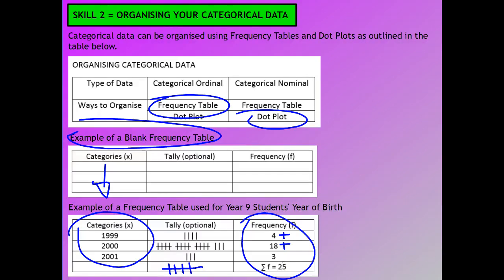It's important to check this number 25. If there were 25 students that did your survey, then you know you've got everyone's results in there. But if there were 26 people in your class who did the survey and you've only got 25 down the bottom there as your total frequency, then you might know that you've left someone off or you've overlooked one of the scores. Another point to look at is that I've got optional written there next to tally. You don't have to take a tally if you don't want to, but as I said, it can make it easier when you're collecting lots of scores and you're trying to work out how many you've got of each answer.